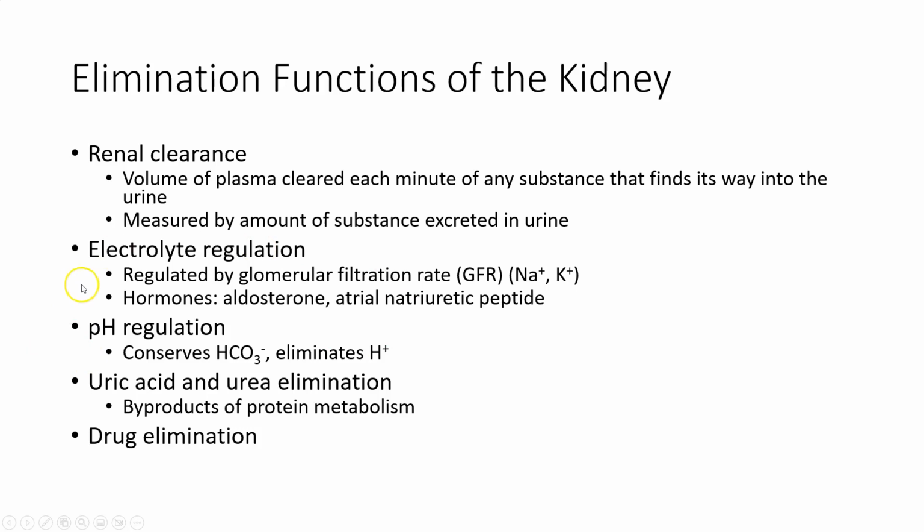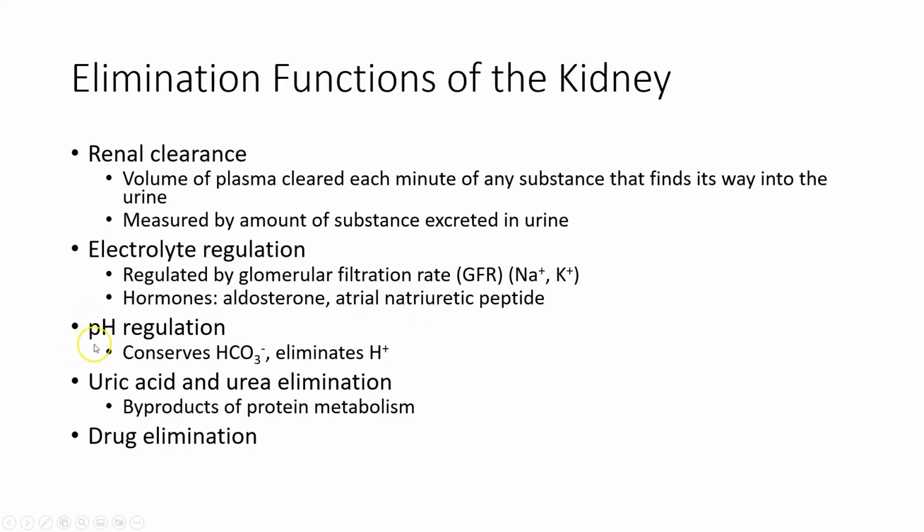Another important function of the kidney is electrolyte regulation. This is primarily regulated by the glomerular filtration rate, which you'll see as GFR. This is how much blood flows through the glomerulus each minute. This is primarily how we regulate sodium and potassium. But electrolyte regulation is helped by hormones, including things such as aldosterone and atrial natriuretic peptide.